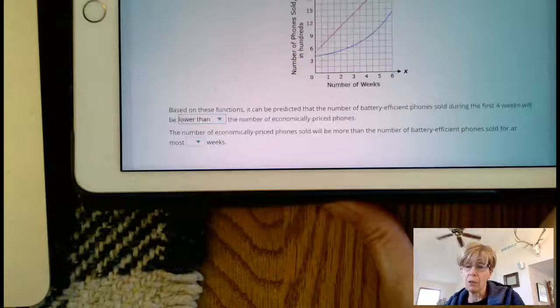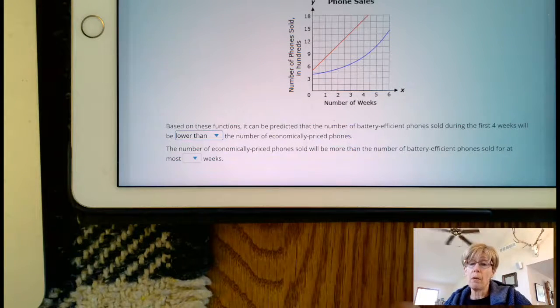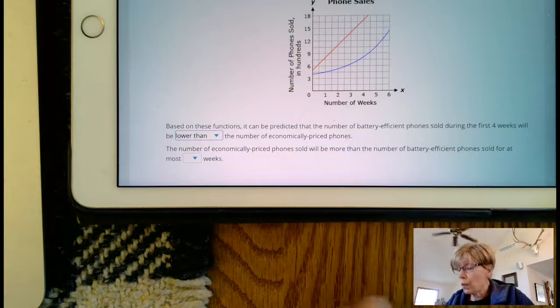Now the next part says the number of economically priced phones will be more than, let's see again, trying to move this here so you can see, the number of economically priced phones sold will be more than the number of battery efficient phones sold for at most blank weeks.